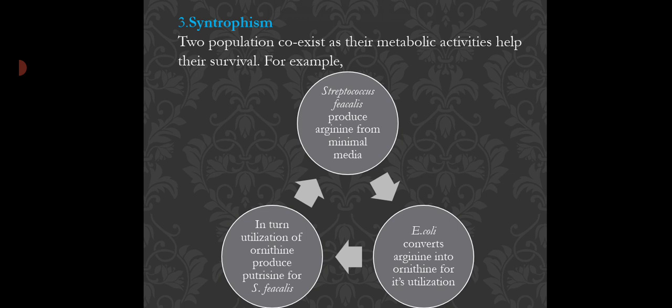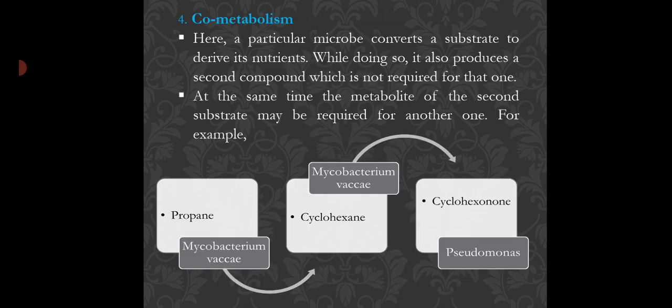So one kind of product produced by an organism will be used by the other. When using this component, it also produces secondary components. These will be utilized by the first one. So this is one kind of relationship.